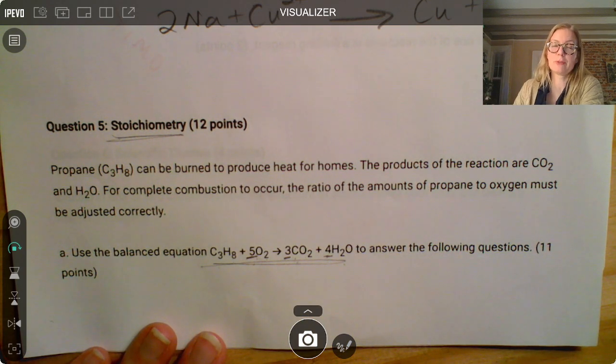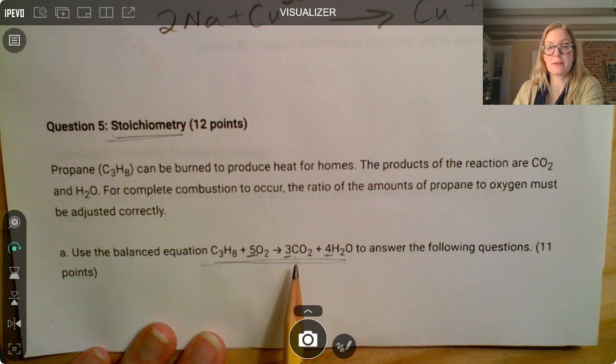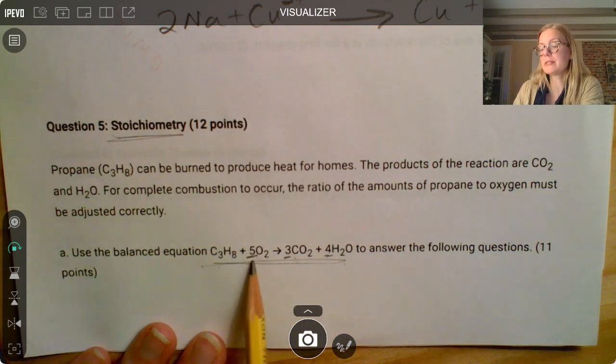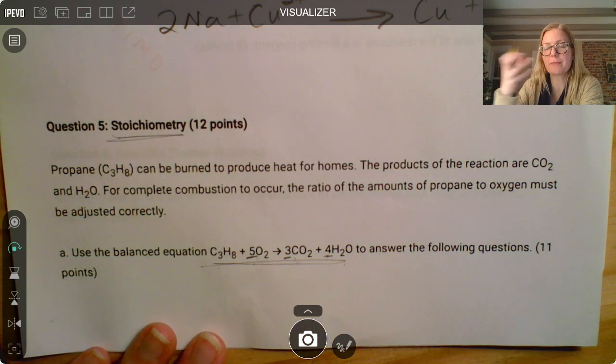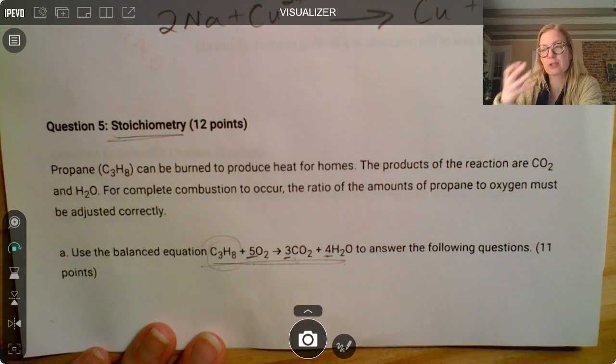A mole is not just 12, a dozen is 12 things. A mole is 6.02 times 10 to the 23rd things. So for every 1 mole of this, you need 5 moles of these, and you get 3 moles of this and 4 moles of this. And a mole is enough molecules. It's a big enough number that it's enough that we can see it. So if you were to get a mole of this, you could actually see it. It's enough molecules that we can actually work with it in the lab. So that's why we deal with moles when we're in the lab.